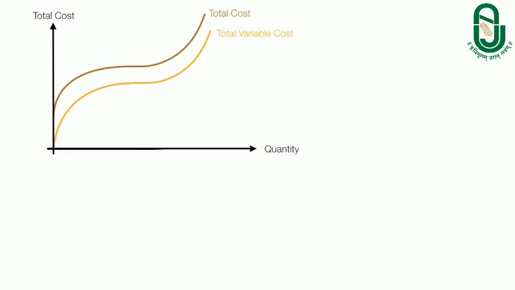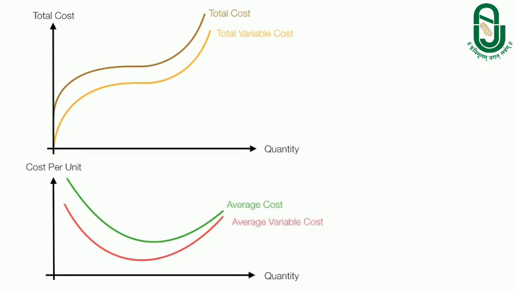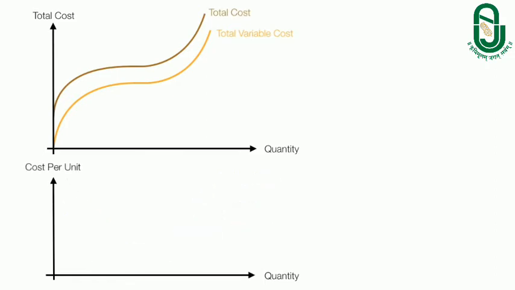Now I'm going to take the quantity axis, the horizontal axis, and drag that straight down. And now on the vertical axis, I'm going to put unit cost or cost per unit. Different than total cost, of course. So cost per unit. And I'm going to draw an average cost curve, which looks something like that. The average variable cost curve, and then the marginal cost curve. And I will discuss the shape of these curves as well and what makes them kind of curvy shapes.